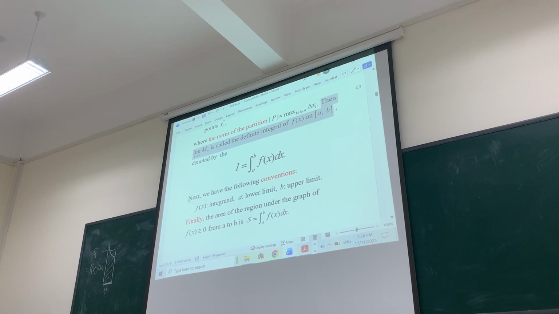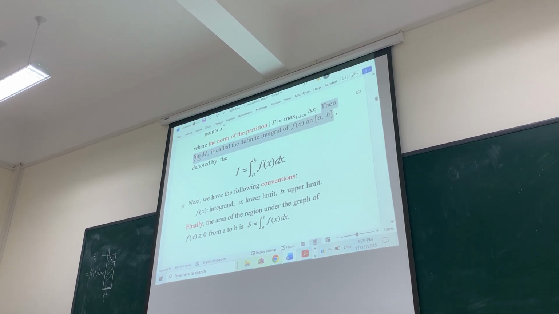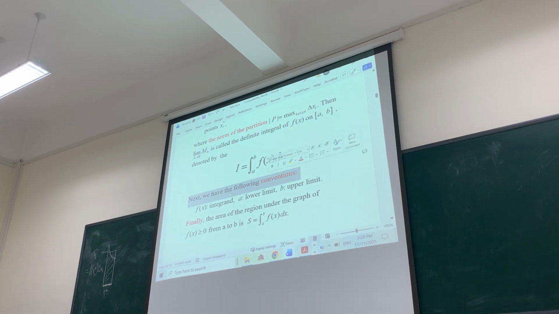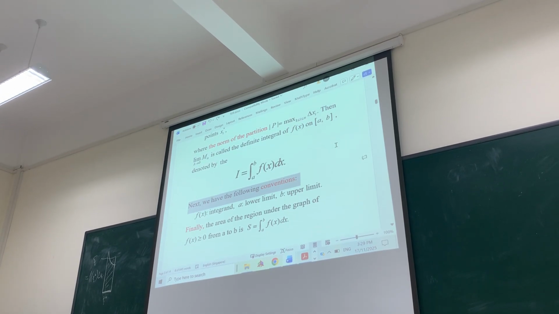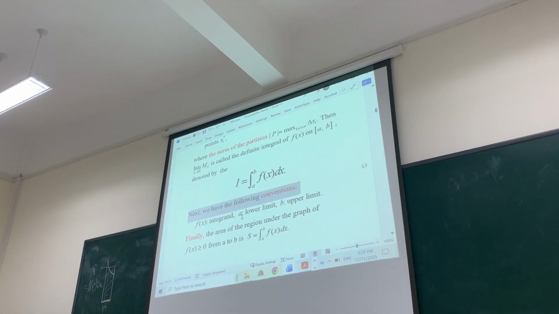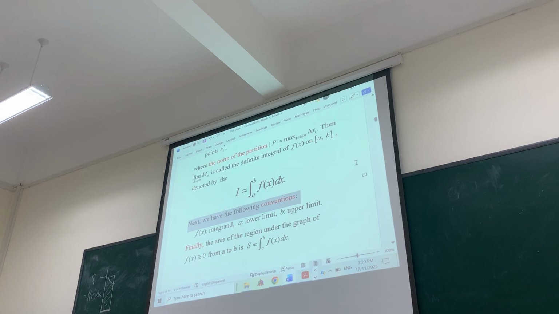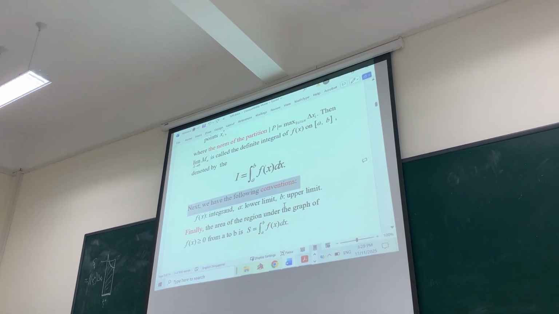To continue, we have some conventions for the definite integral. In the definite integral, the function f is the integrand. The a and b are the limits of integration: a is the lower limit, b is the upper limit.